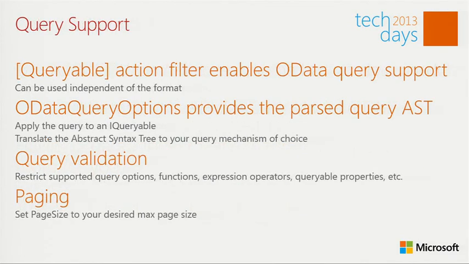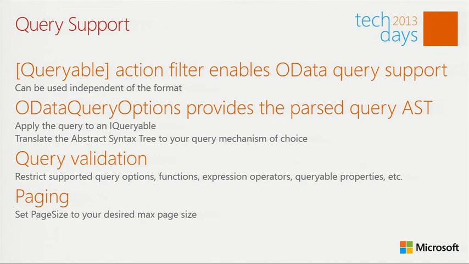This is the query support that I talked about. The queryable action filter enables this. You can do this on both vanilla Web APIs and a fully fledged OData web service. We also support query validation. This is actually something that's really important that often gets glossed over. And this is the ability to restrict the query options that somebody is applying to your OData service.